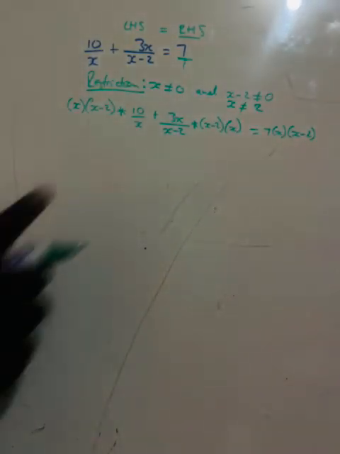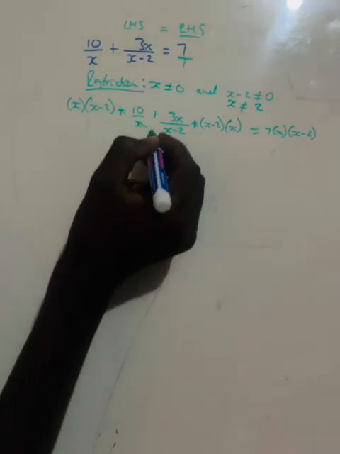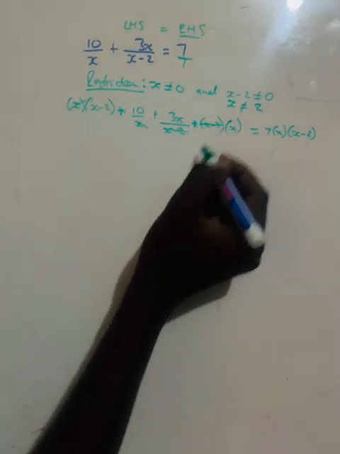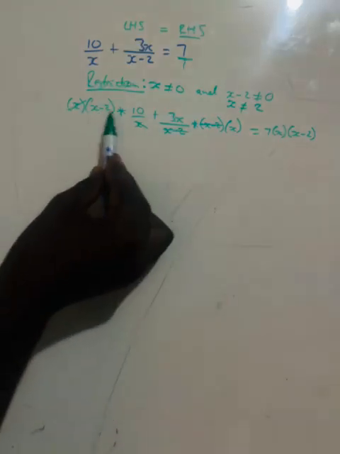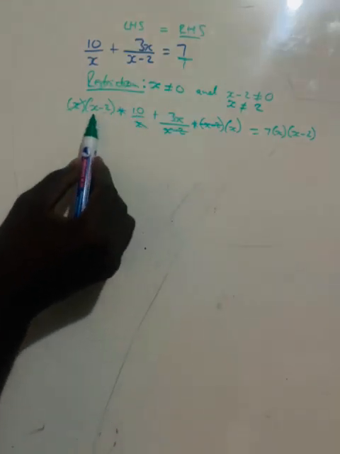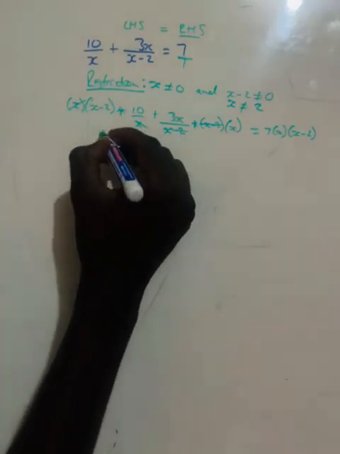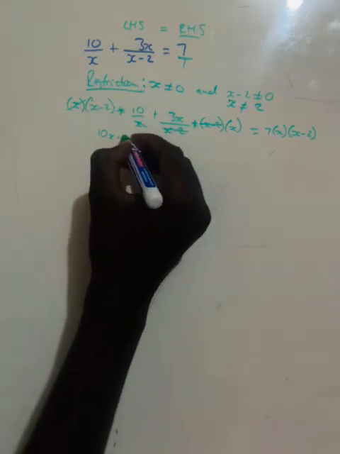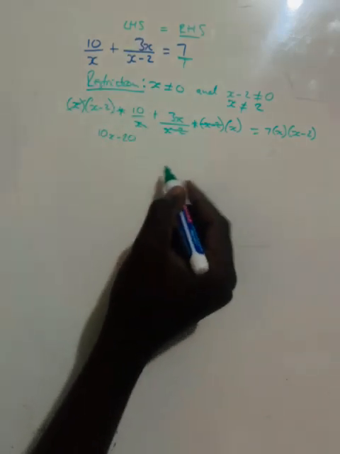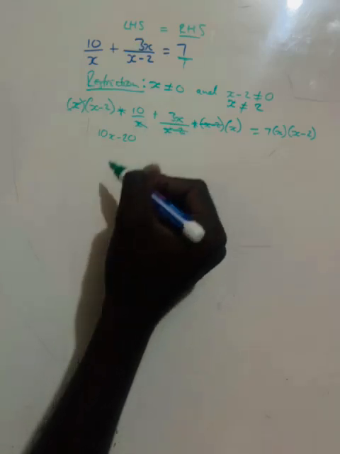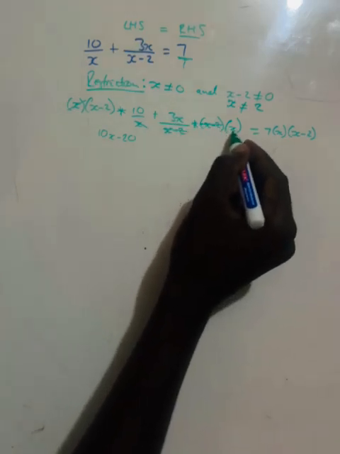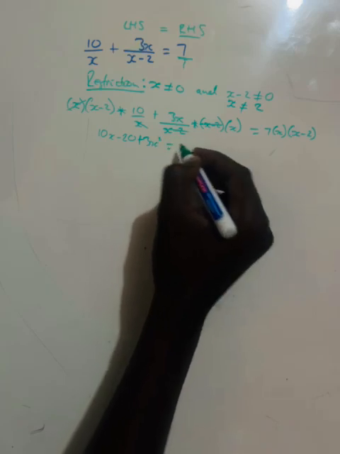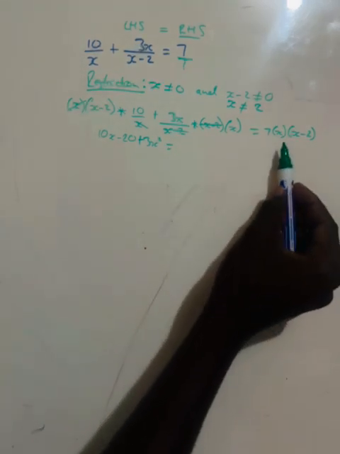Then what are we going to do? We come to the first term, we say that this x cancels that x. This x minus 2 cancels that x minus 2. Now we multiply. We now say 10 multiplied by x, which is equal to 10x. Negative 2 multiplied by 10, which is a negative 20. And then here, positive 3x multiplied by x, which is now positive 3x squared, which is equal to, then what am I going to do?